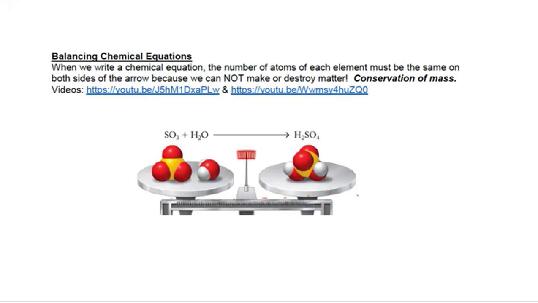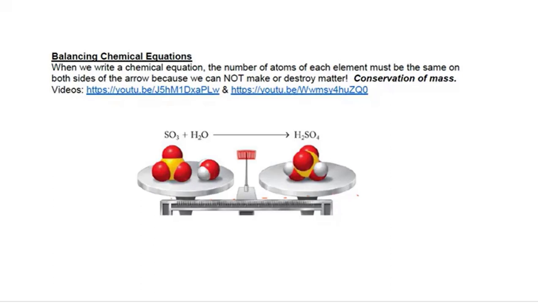We are going to be talking about balancing chemical equations today. And I alluded in previous lectures that this was coming, so I am pumped because I love this part. It's just refreshing to see a balanced equation.